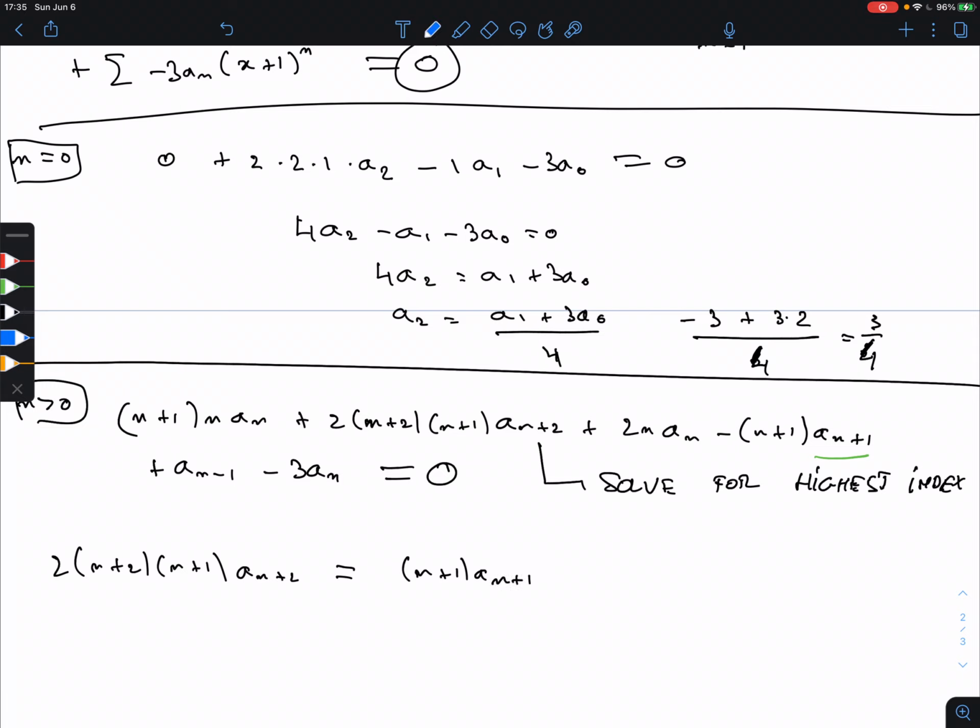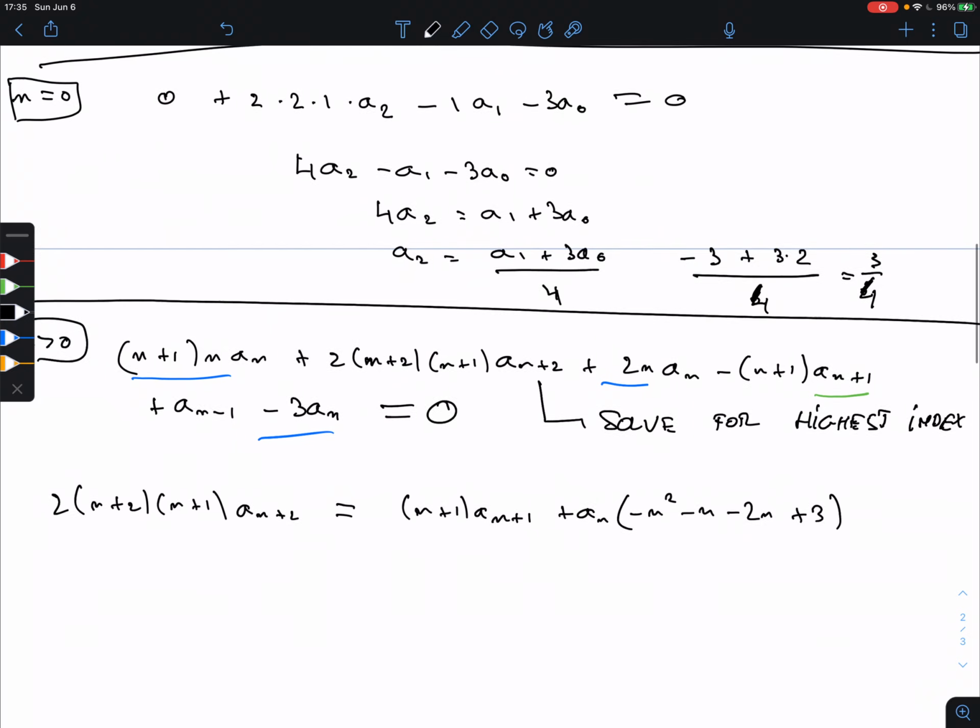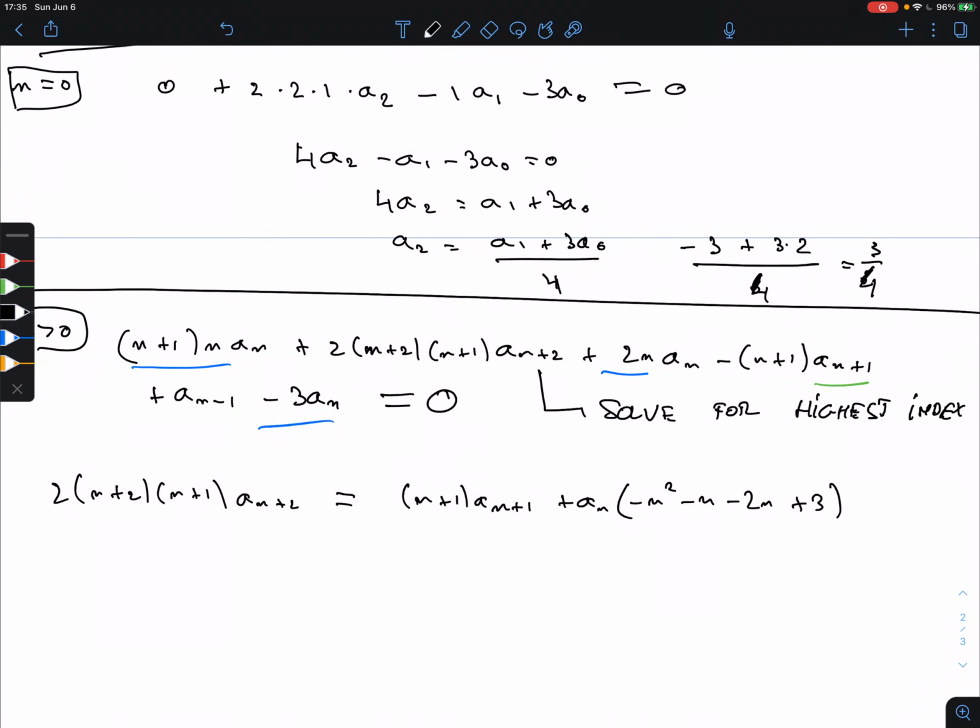Okay, then the a_n terms, there are a few of them. There's this one, there's this one, and there's this one. If I bring this to the other side, then everything comes with a negative sign. I write a_n and then write the coefficient afterwards. I expand (n plus 1) times n, so it's minus n squared minus n. So I expanded this and brought it to the other side. Then we have a minus 2n and a plus 3. So the blue ones all taken together, that's that. And then what else is there?